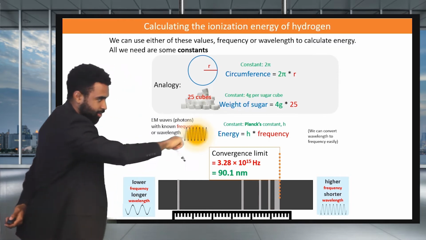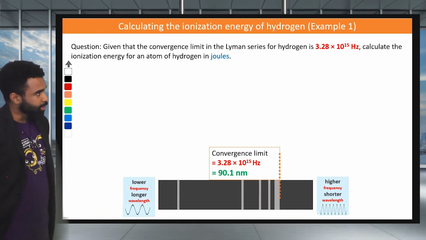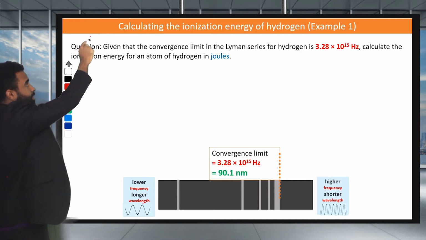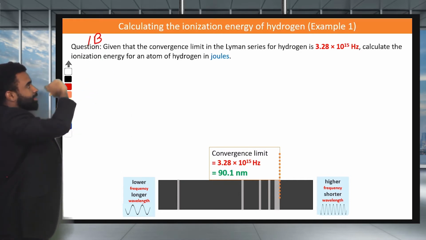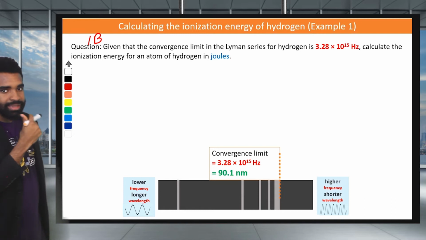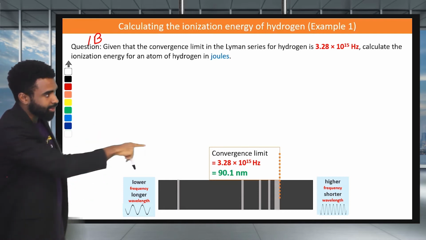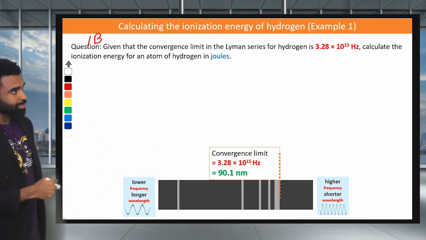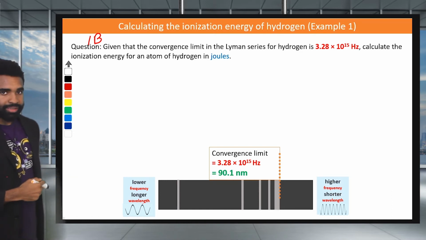Okay, anyways, we were saying that we can use Planck's constant, thank you Max Planck, to calculate the energy of a photon given its frequency. So this now is the kind of question you will get on your IB exam. Given that the convergence limit in the Lyman series for hydrogen is 3.28 times 10 to the 15 hertz, calculate the ionization energy for an atom of hydrogen in joules.